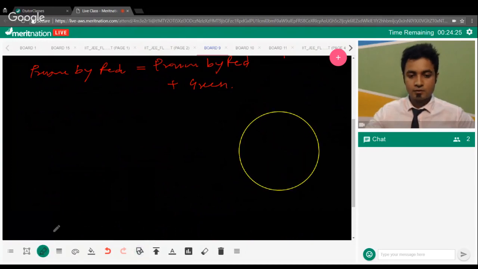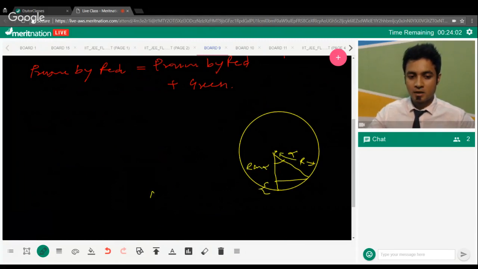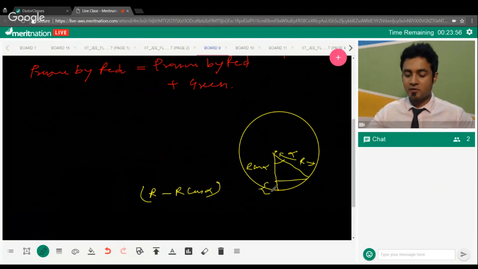Okay, so now we need to calculate this height. This is alpha, this is r entire, this is r. So this is r cos alpha. So this will become r minus r cos alpha, isn't it? Right, this height will become r minus r cos alpha.